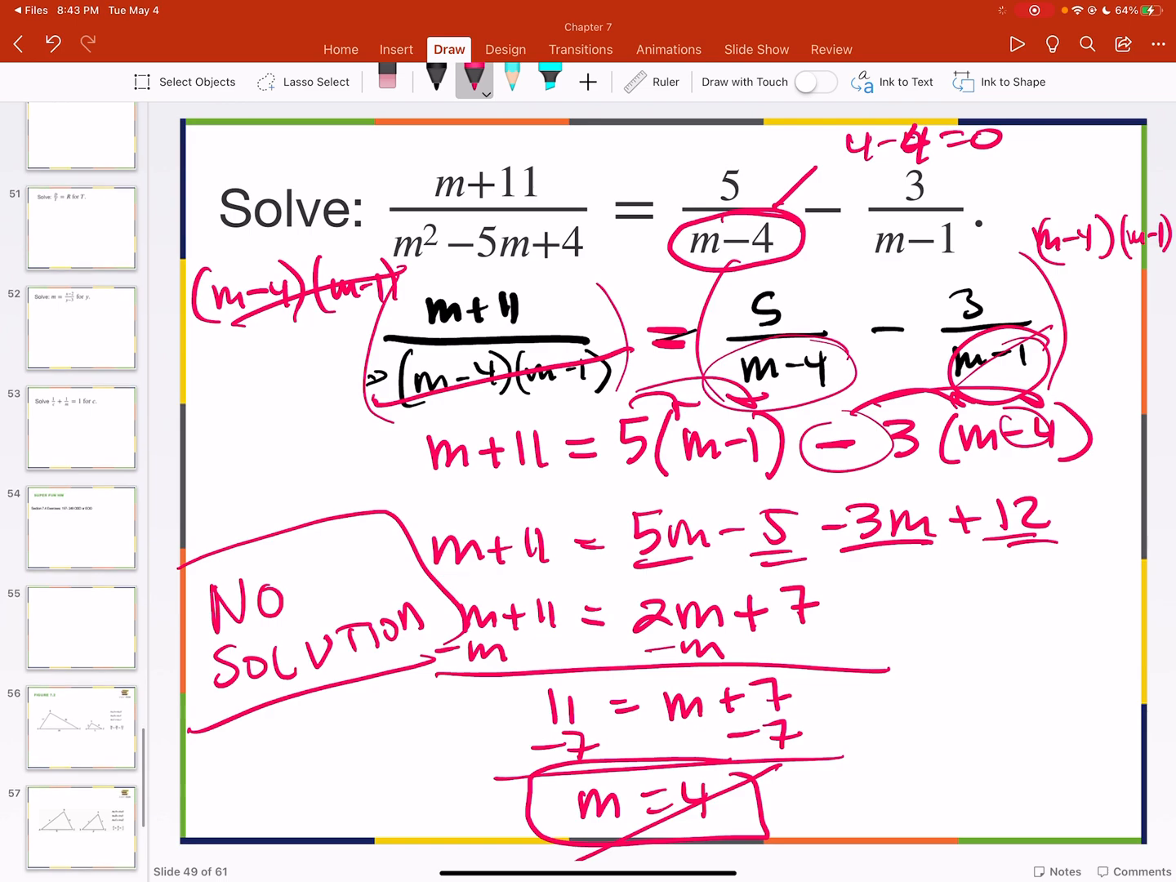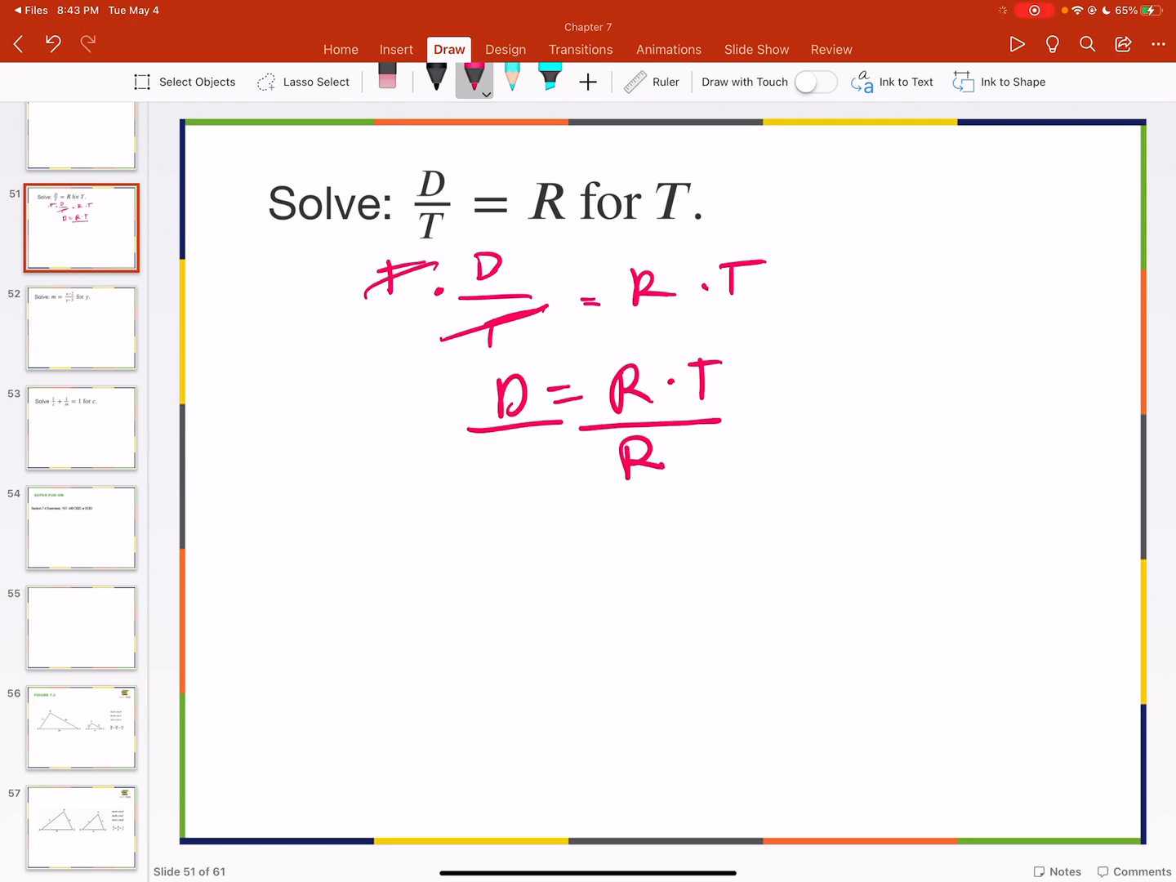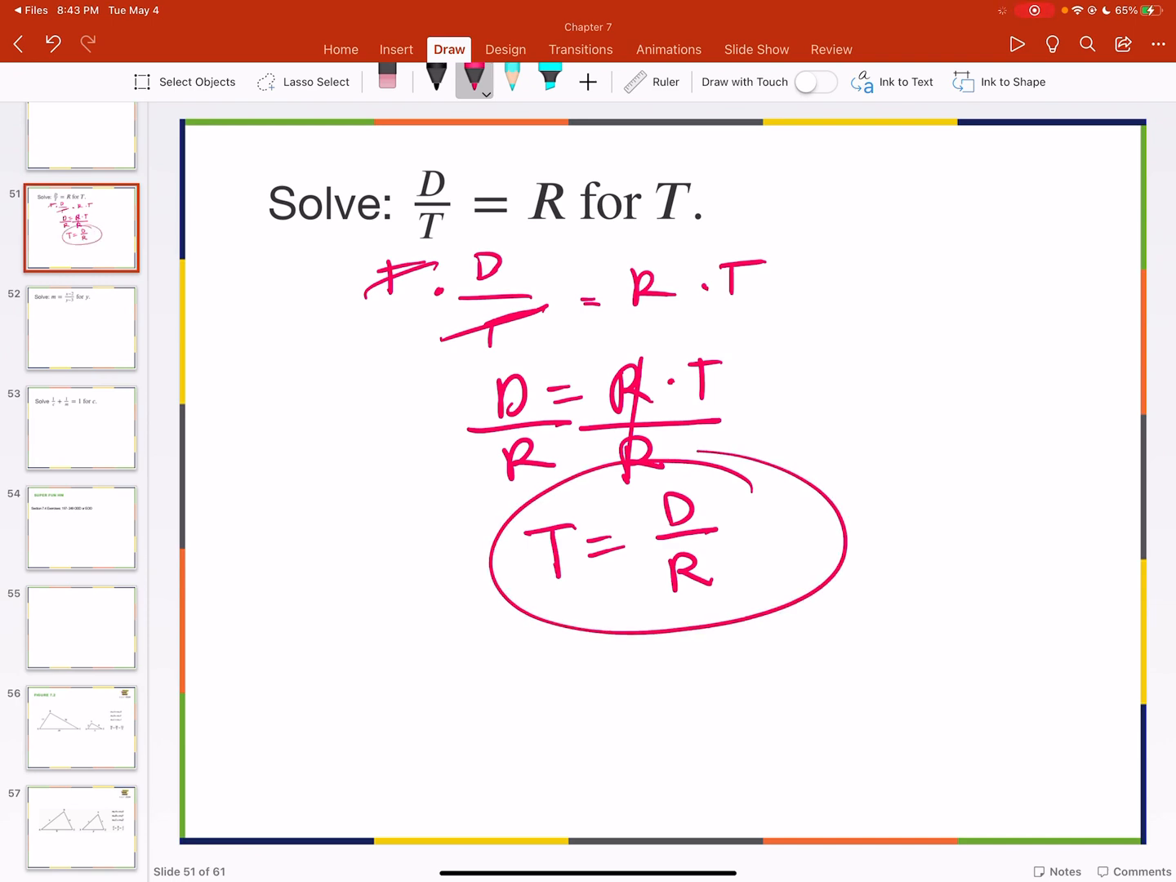All right, and now in the chapter, there are some examples where you're solving for a variable. You have a set of variables like this. Let's say we want to solve for t. Well, first thing we have to get it out of the denominator. So d over t is equal to r. Multiply both sides by t. Cancel. d is equal to r times t. And then divide by r, because we're trying to isolate t. So t is equal to d over r, distance, rate, and time.